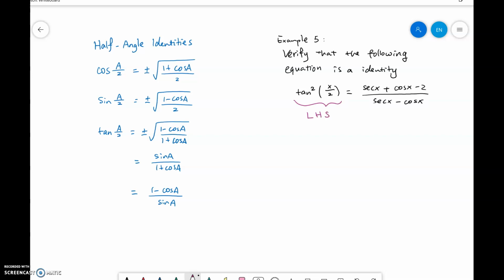Since I have tangent squared of x over 2, it looks like I do not have a tangent squared formula, but what we're actually talking about is tangent of x over 2, squared. So whichever tangent half-angle formula you use, you just square the entire formula. When we're talking about the tangent half-angle formula, we have 3 options to choose from.